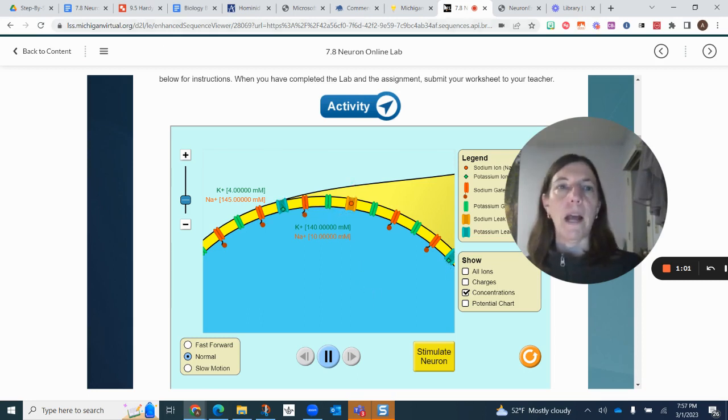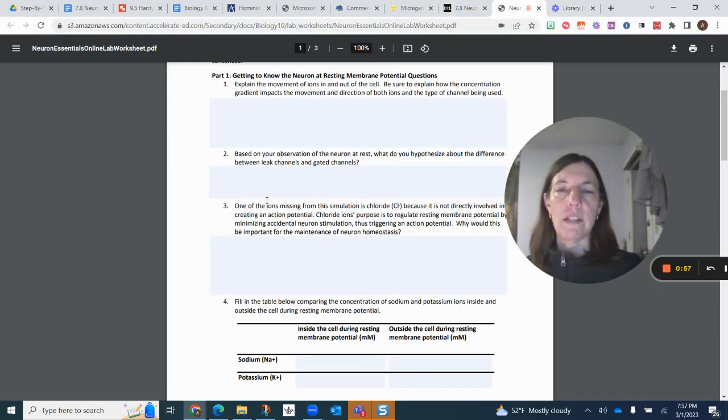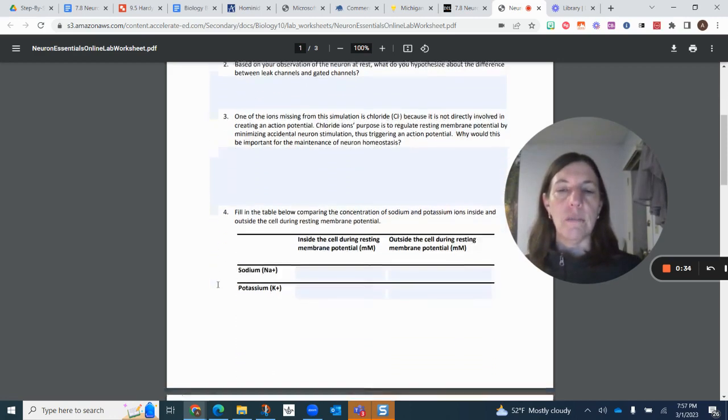Okay, so we're going to go back to our worksheet, and you're going to answer question 2. What do you think is happening? You're going to answer question 3 based on what you figure out. One of the ions is missing, chloride. It's not directly involved, but it helps to regulate the action potential, so the brain cells aren't triggered. So why would this be important for keeping a balance in our brain? What role does chloride play?